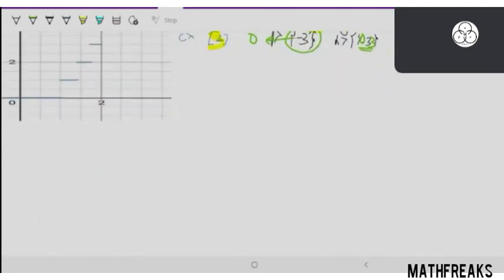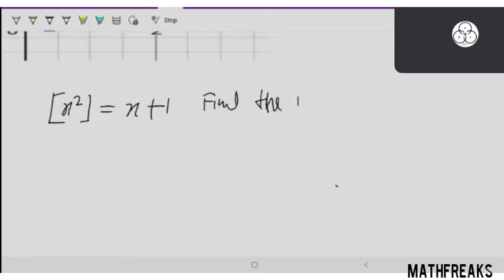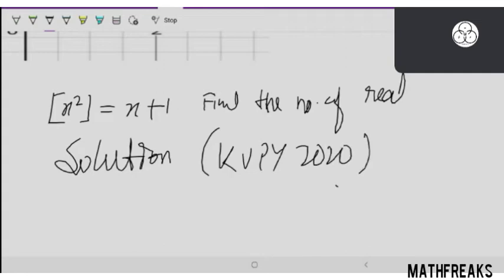The graph is also clear. Now solve a question from KVPY 2020, one of the latest questions. Find the number of real solutions to this equation.